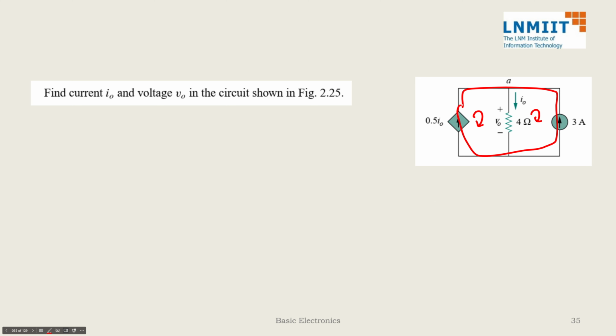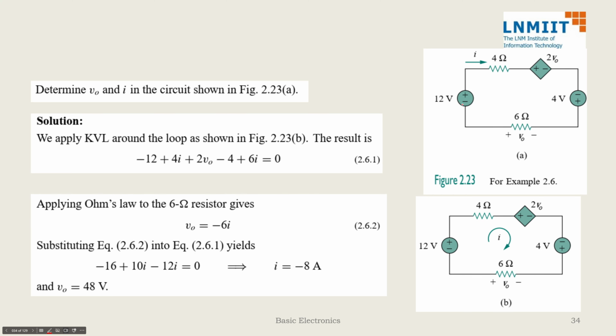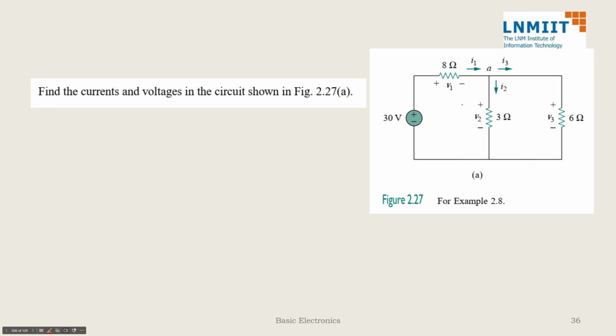Now let us talk about how to write equations using KCL or using KVL. Let us take this example. If I take KCL, at this node, there will be one current going here, one current going here and one current going here. So we will be writing that this current plus this current plus this current equals 0.